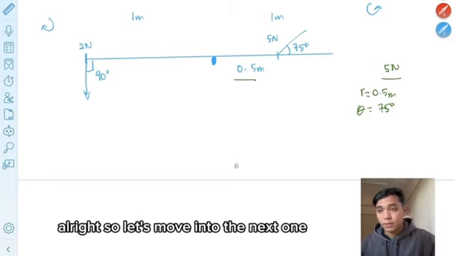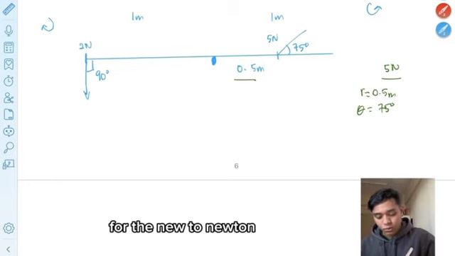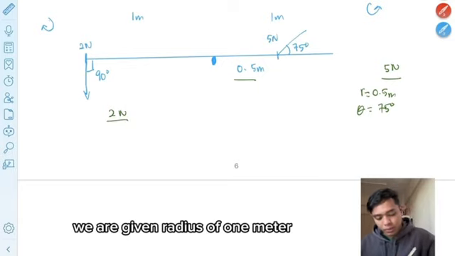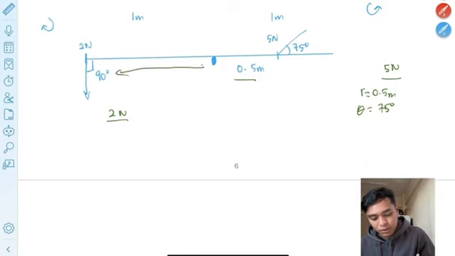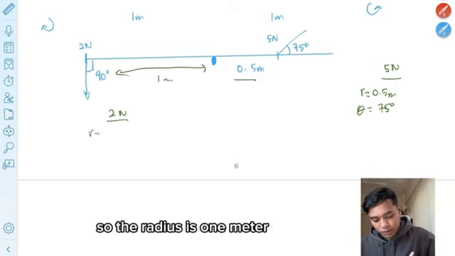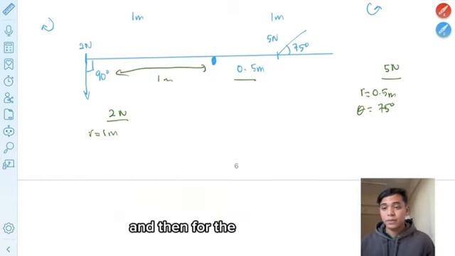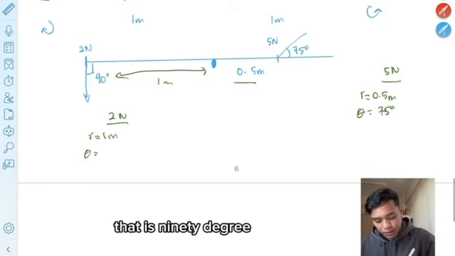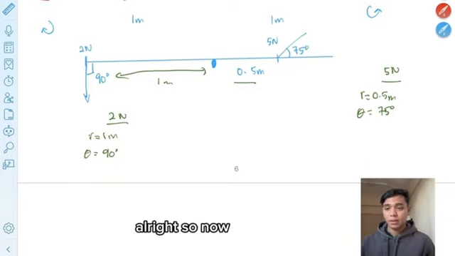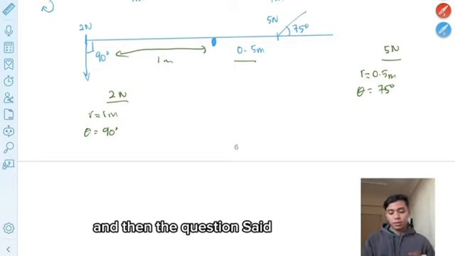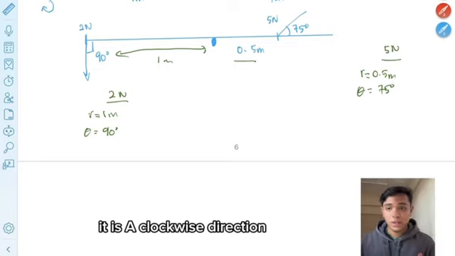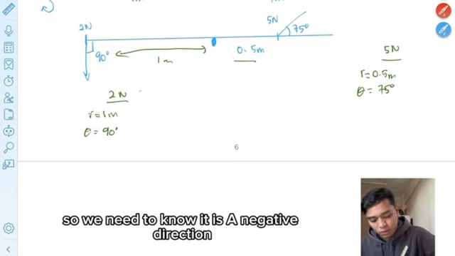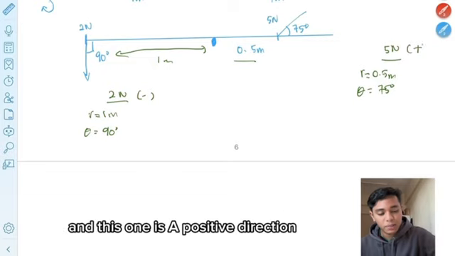Alright, let's move to the next one. For the 2 newton force, we are given a radius of 1 meter. See, from here to here is 1 meter. And the angle is 90 degrees. The question said it is a clockwise direction, so by convention, clockwise is the negative direction. You need to know this one is a negative direction and the other one is a positive direction.